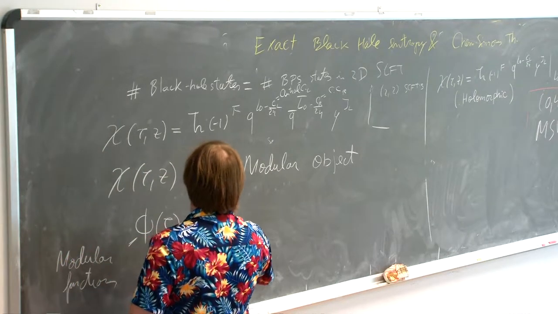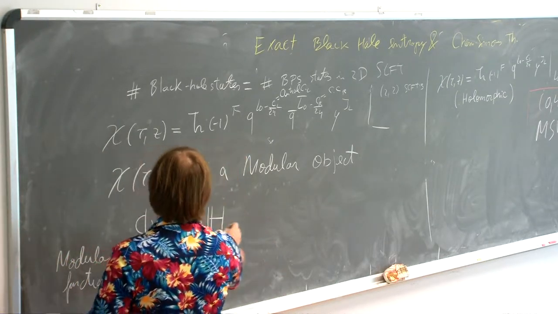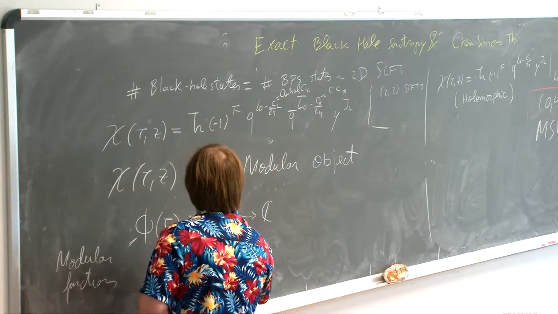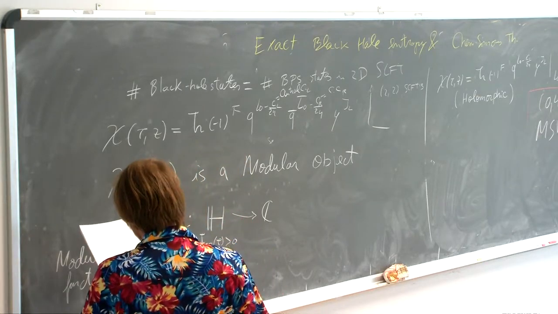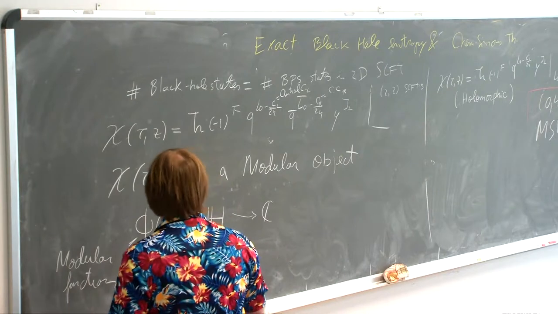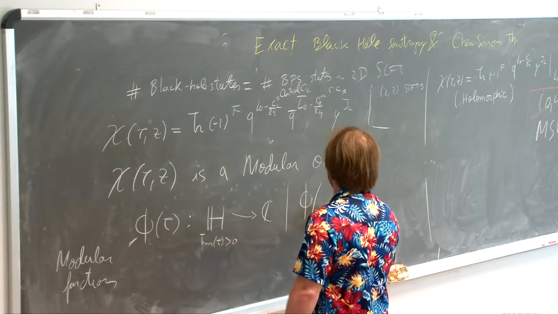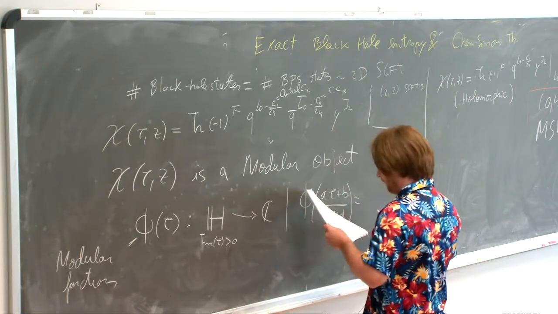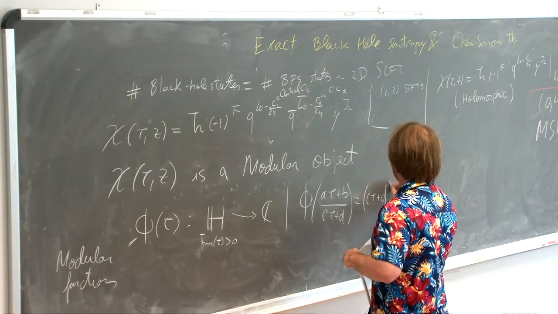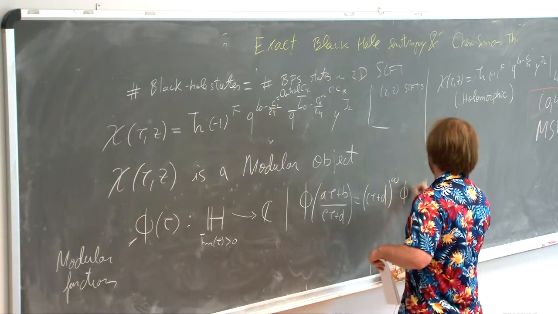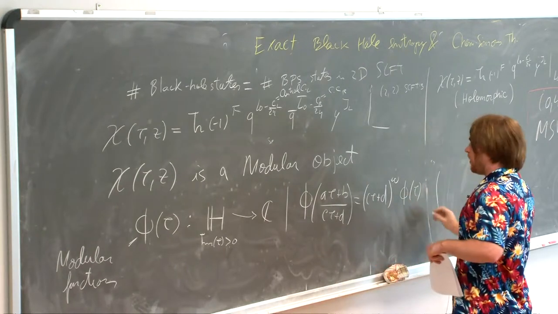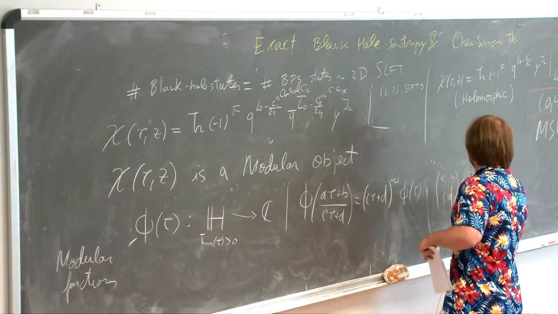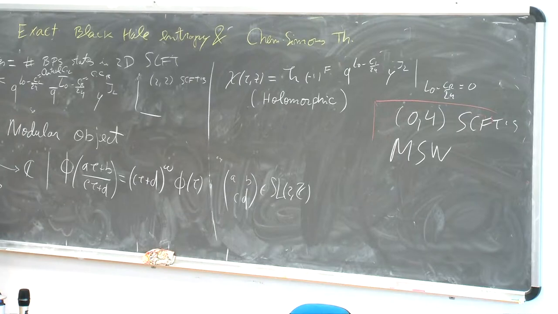It's a function that takes tau in the upper half plane to the complex numbers. So it's just the fact that the imaginary part of tau is bigger than zero. And it has the following property, that phi of (a tau plus b)/(c tau plus d) equals phi of tau, where this (a b; c d) is an SL(2,Z) matrix. So everything is integer and determinant one. Okay.